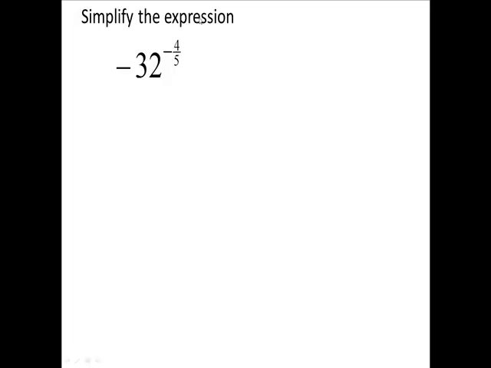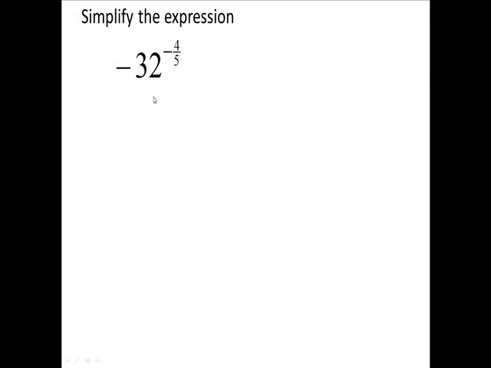Simplify the expression. We have negative 32 to the negative 4/5 power. Now the very first thing we should notice on this is that this negative 4/5 is the exponent and it applies to the number. It does not apply to the negative sign. If you wanted 4/5 to apply to the negative sign, we'd have to have parentheses around negative 32. So it only applies to the 32.